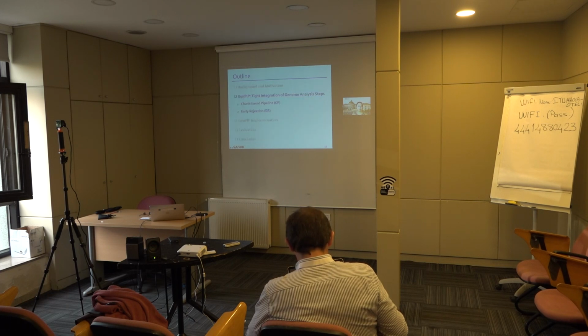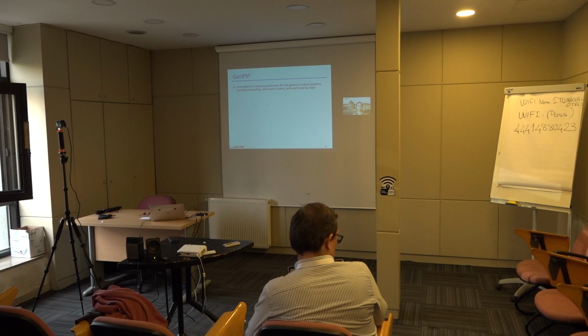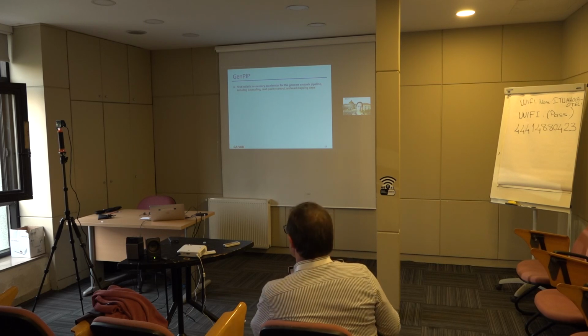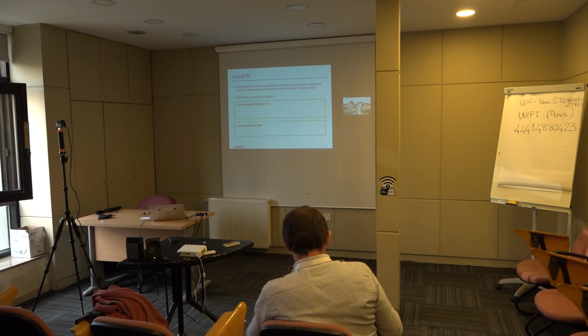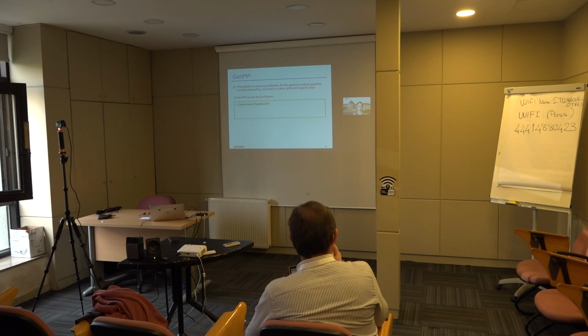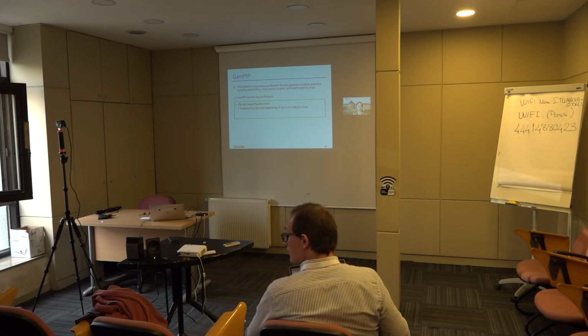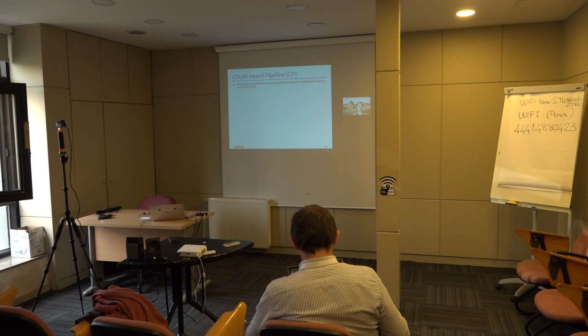So that's why we propose GenPIP. GenPIP is the first holistic in-memory accelerator for the genome analysis pipeline, including base calling, read quality control, and read mapping steps. GenPIP has 2 key techniques: chunk-based pipeline and early rejection. First, let me talk a little bit about the chunk-based pipeline. The chunk-based pipeline enables fine-grained pipelining of genome analysis steps. It processes reads at chunk granularity, where a chunk is a subsequence, usually around 300 bases.